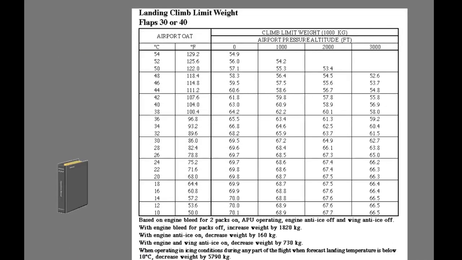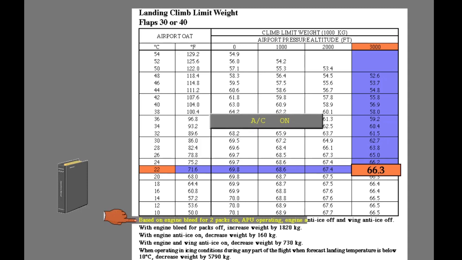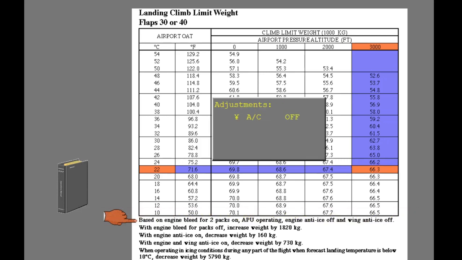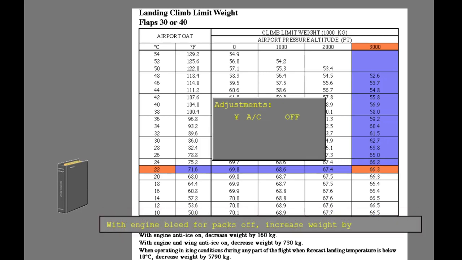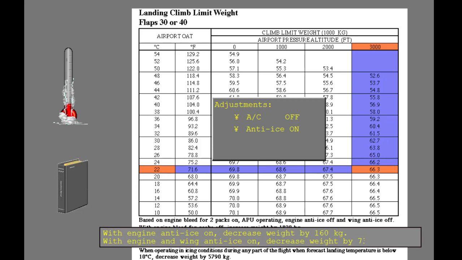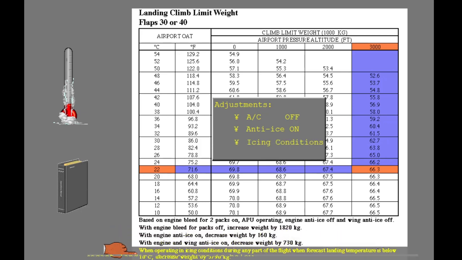The landing climb limit weight table is entered with airport outside air temperature and airport pressure altitude to determine the landing climb limit weight for air conditioning packs on. Weight adjustments are provided at the bottom of the table for air conditioning packs off, anti-ice on, and ice accumulation on unheated surfaces.